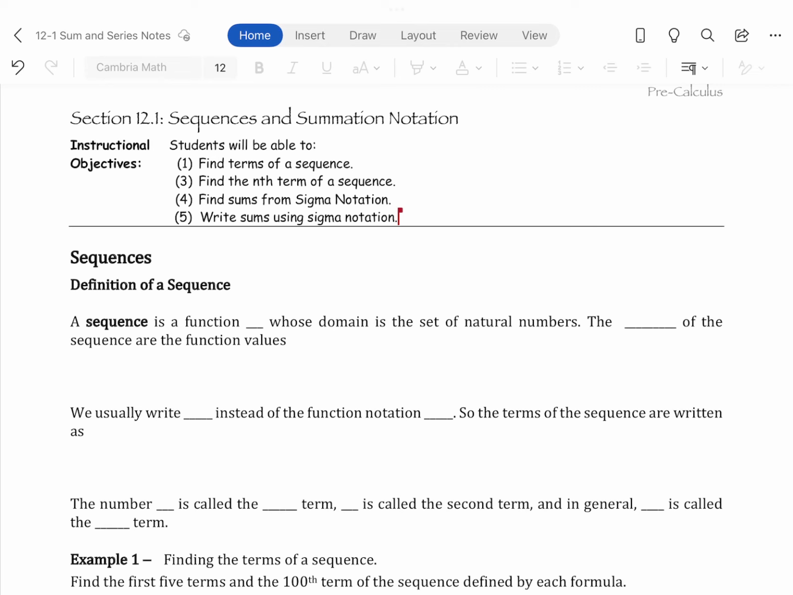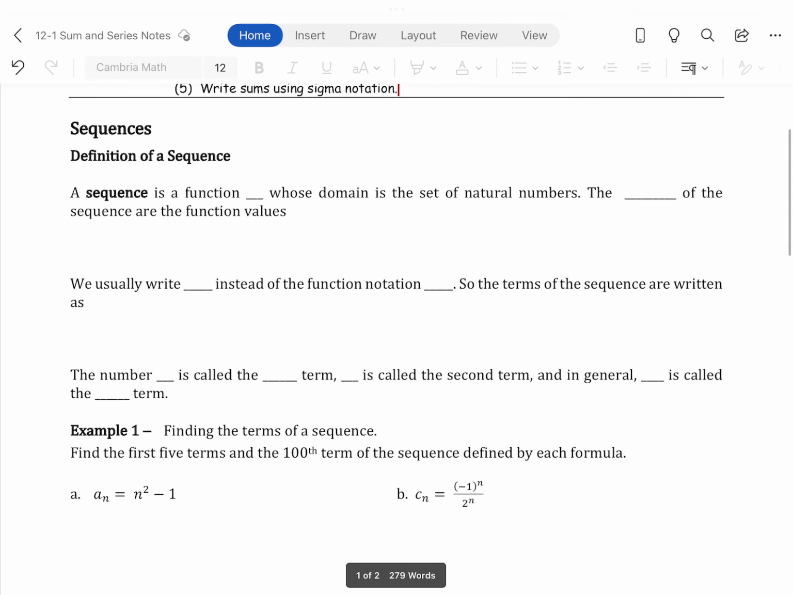All right, today we are going to look at section 12.1, which is sequences and summation notation. So we have a few little things that we need to learn about different sequences, some notation, finding some sums, writing different ones, and then looking at sigma notation. So we'll just start with the definition of a sequence right here.